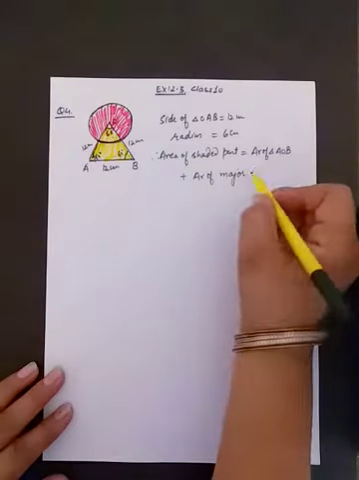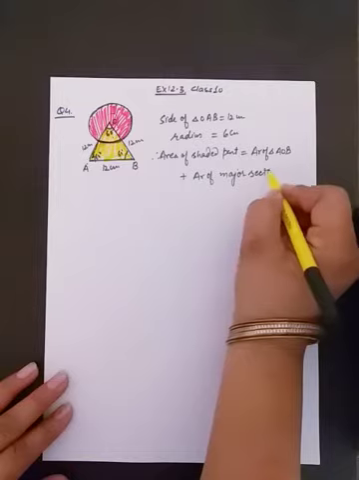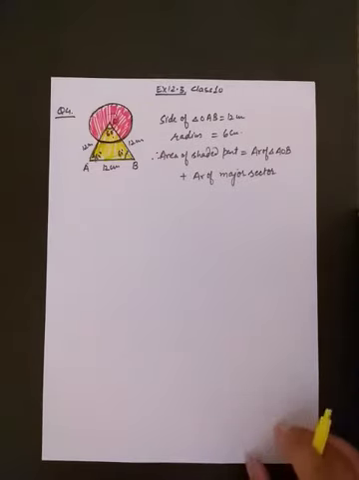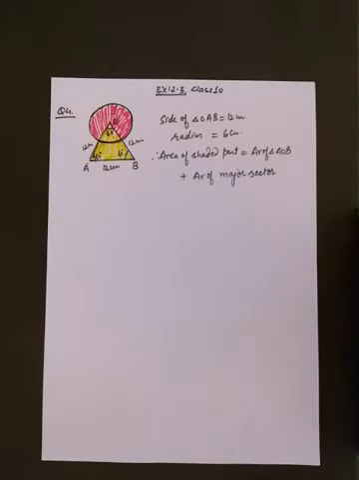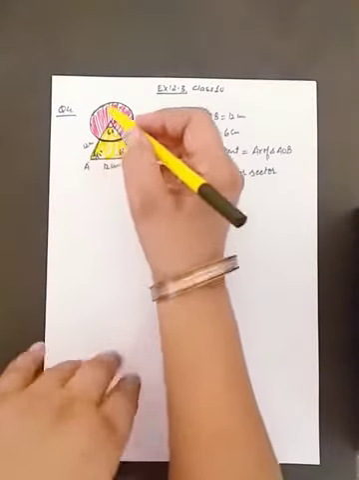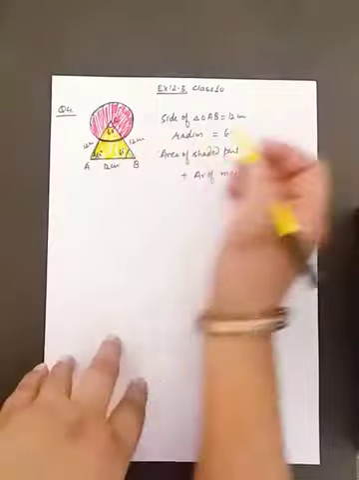Why am I saying it major sector? Because the angle that is given to us, that means 60 degree, is for the minor sector. Whenever the measure of the angle is less than 180, it will represent a minor sector. If the angle is greater than 180, then it will represent a major sector. So if I take angle 60 here, I will get the area of the minor sector, but I am directly going to find the area of the major sector.